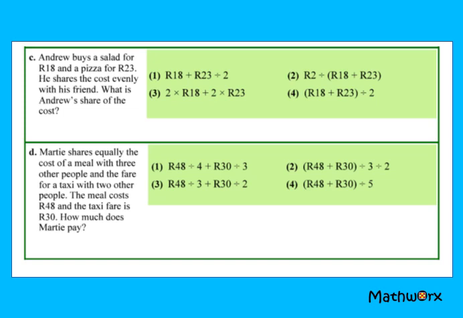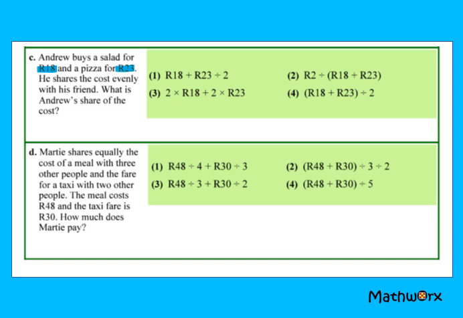Okay, let's do C and D quickly. Maybe pause the video, try do them by yourself, and then you can play it again to get the answers. Okay, Andrew buys a salad for 18 Rand and a pizza for 23 Rand. He shares the cost evenly with his friend. What is Andrew's share of the cost? Okay, so let's get my pen. Let's get to the blue.